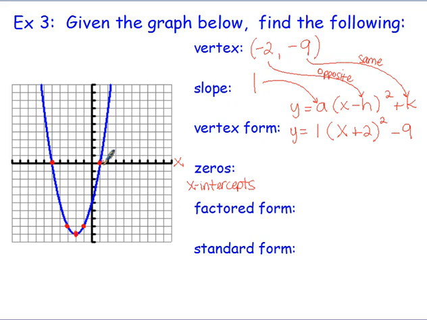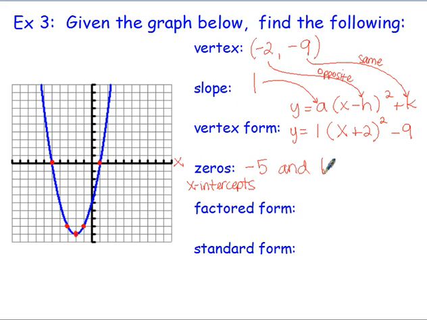Well, what are those numbers? Well, this one is 1, 2, 3, 4, 5 to the left, so it's -5. And we have a second one. This one is from 0, 1 to the right, so we have a +1.